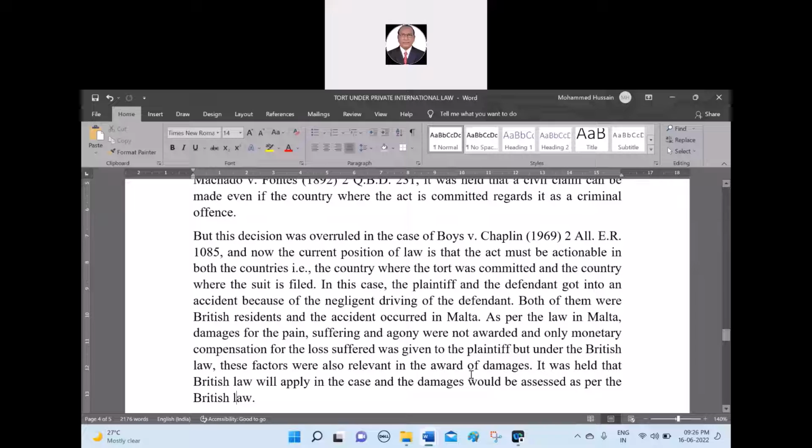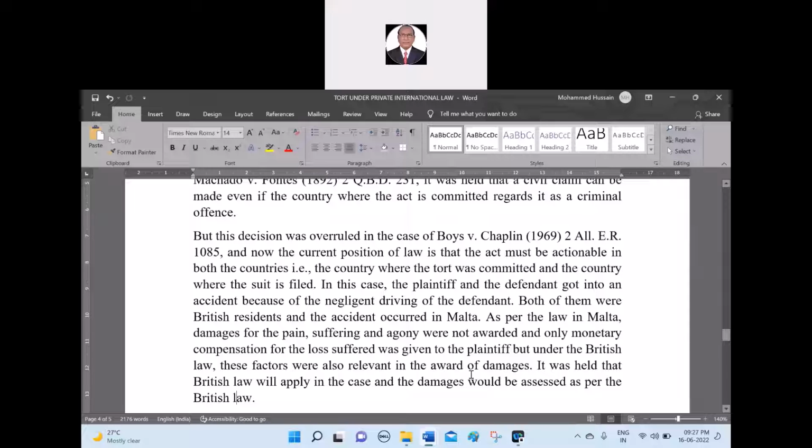Both were Englishmen. And when they were traveling in Malta, because of the negligence of the defendant, the accident occurred. As per the rule in Malta, damages for pain, suffering, and agony were not awarded, and only monetary compensation for the loss suffered was given to the plaintiff. But under British law, those factors were also relevant in the award of damages. What factors? Agony, suffering, pain, which are said to be special damages, because those cannot be measured in terms of money. Can you measure pain, mental suffering, or agony in terms of money? So they are special damages, and compensation for the loss suffered was given to the plaintiff under British law.